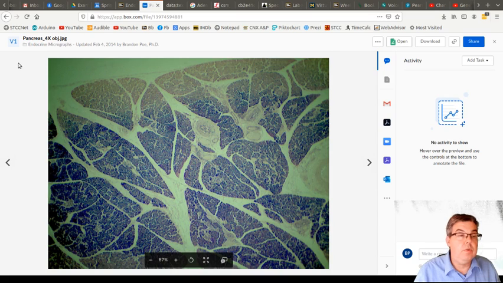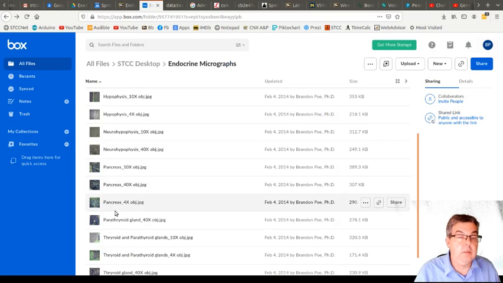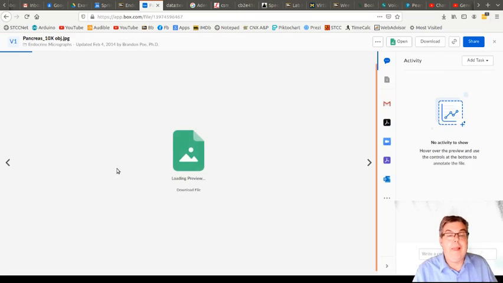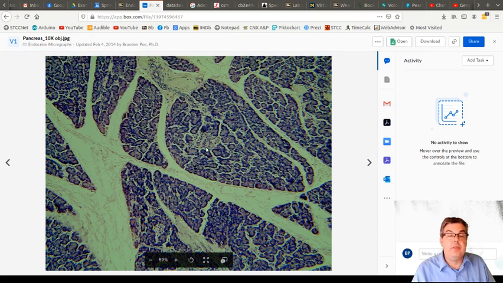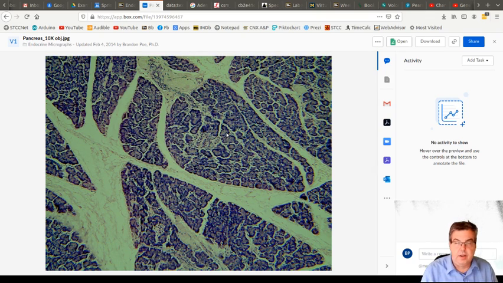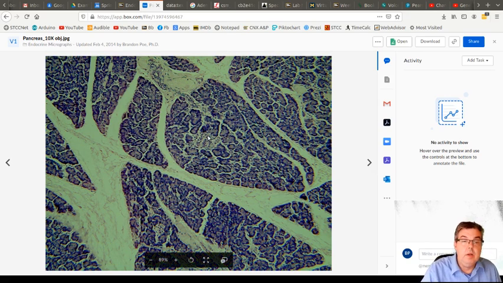So if we move to the 10x objective, there we go, we can see one of those islands a little bit better. Okay. There are clusters of cells. We can see the nuclei there, and we can see some little nuclei in the darker staining tissue here, which is also kind of arranged in that cobblestone look that we saw in the adenohypophysis, the anterior pituitary. But that's not important right now. What we're interested in is the difference between these light staining patches and these dark staining patches.